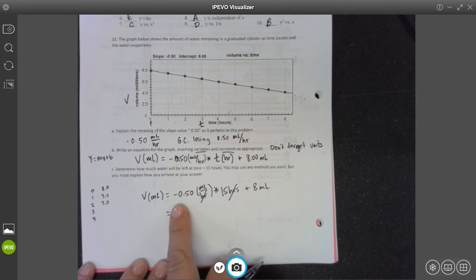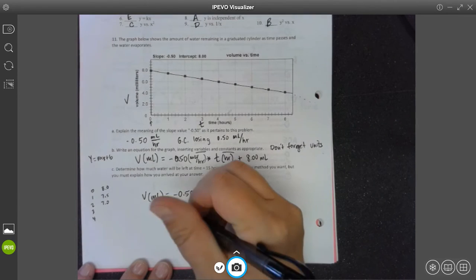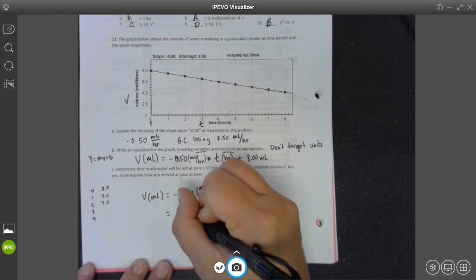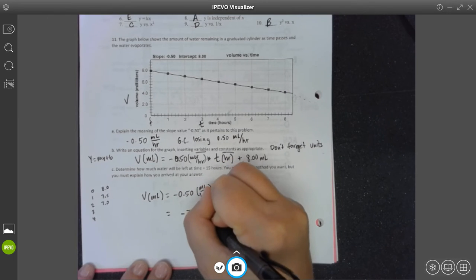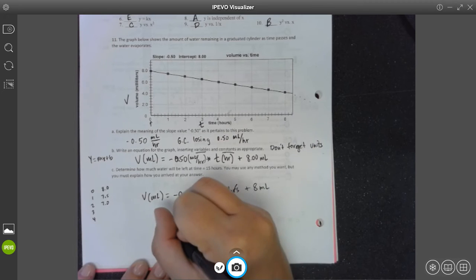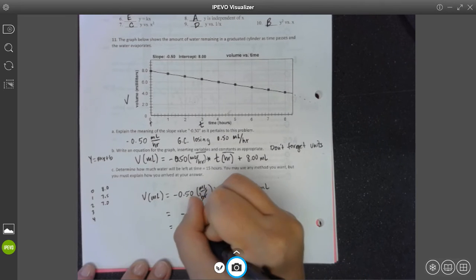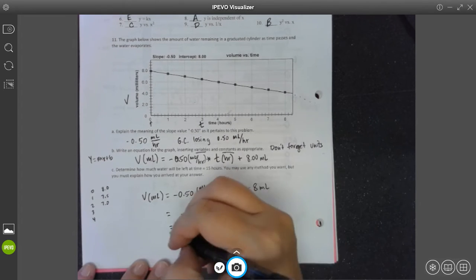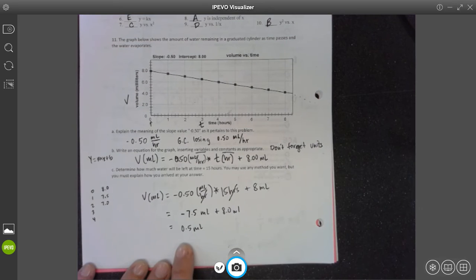All right, so minus 0.5 times 15 should give us minus 7.5 milliliters plus 8 milliliters. So after 15 hours, I should have 0.5 milliliters left. Should be almost done.